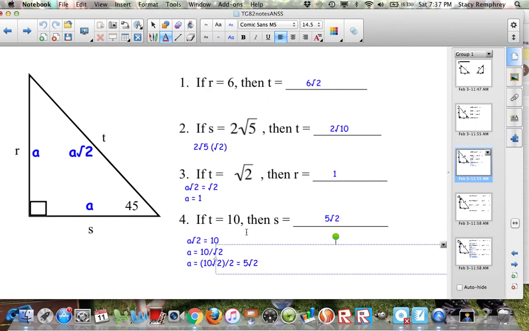Okay. And then the next thing was you can't leave square root in the denominator. So I multiplied top and bottom by the square root of 2. That got me 10 root 2 over 2, and that simplifies to be 5 root 2.